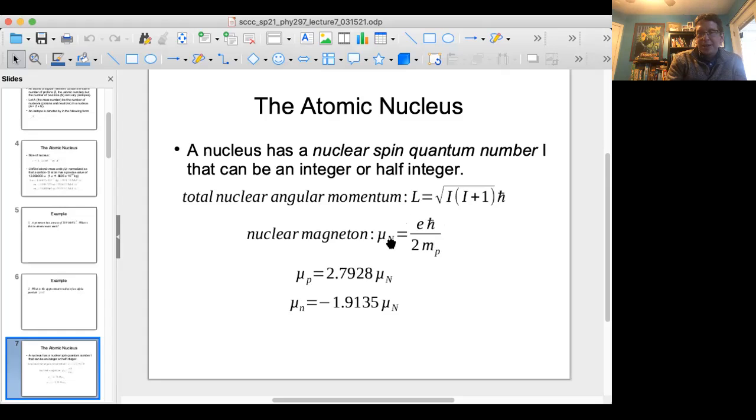So it's not an integer multiple of the nuclear magneton. And for a neutron, it spins in the opposite direction that the proton does. And its magneton is a little bit less.